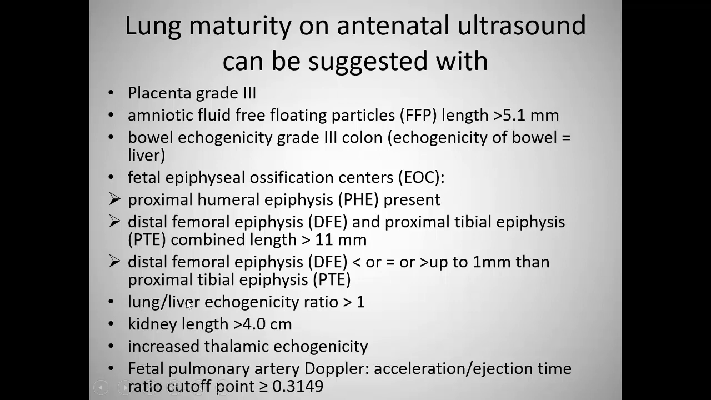Then came the lung-liver echogenicity ratio, and this is very important. We can measure the echogenicity as a number, but in most cases we do it subjectively when we see that the lungs are more echogenic than the liver. The kidney length is one of the parameters. If it is more than 4 centimeter, it means that the fetus is mature. Then increased thalamic echogenicity, and fetal pulmonary artery Doppler, where we measure the acceleration to ejection time ratio with a cutoff value of more than or equal to 0.3. So this is a great list for assessment of the fetal lung maturity.